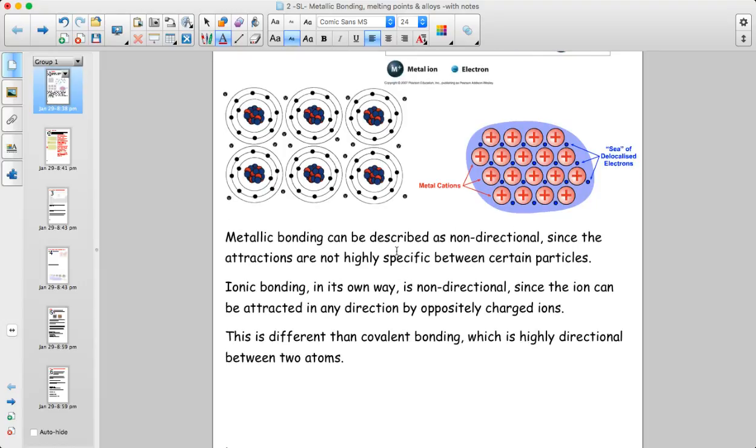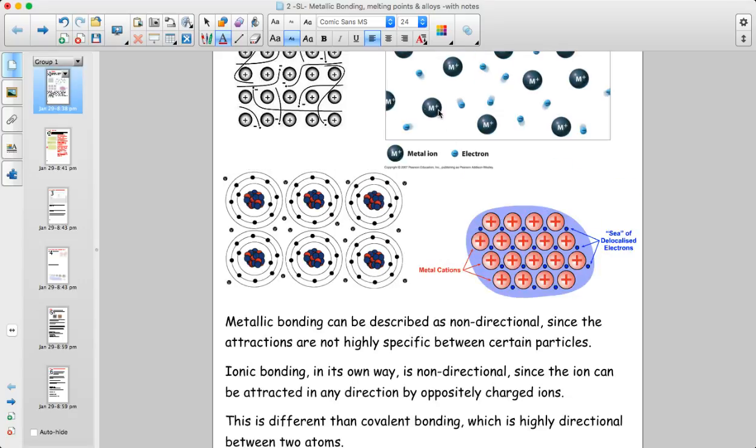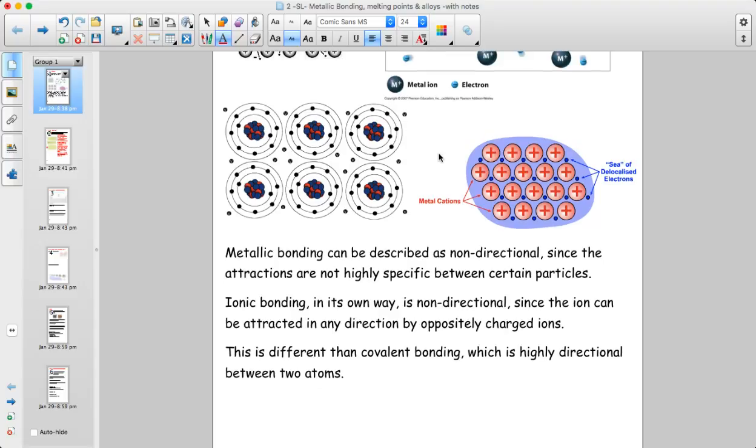Metallic bonding therefore can be described as non-directional, since the attractions are not between any two particular metal atoms. Each metal ion is actually attracting a bunch of different electrons in all directions all the time.